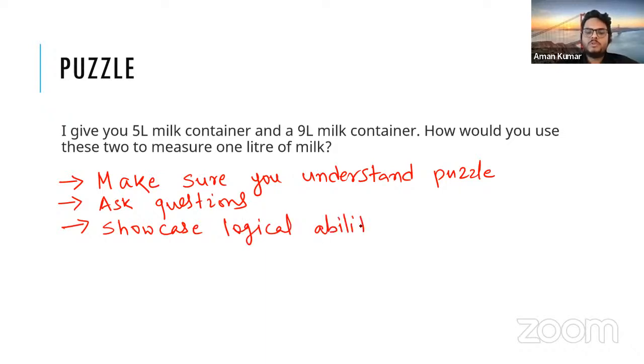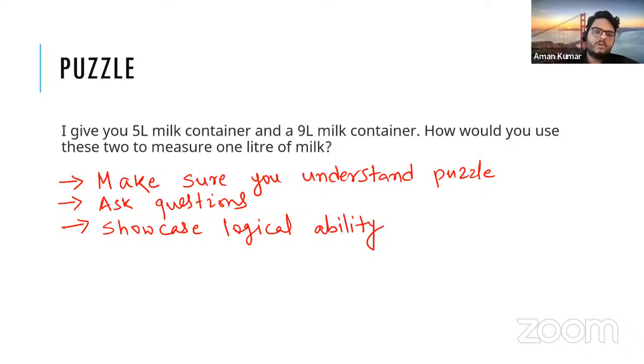That is the only purpose of asking puzzles. Okay, so how do you approach this? Tell me. So Pramod is here with the answer. From 5 liter, pour in 9 liter, fill 5 liter again, pour in 9 liter. Then only 4 liter will go, and 1 liter will be left. Very good. This is the right answer for this, and it's a simple one also.